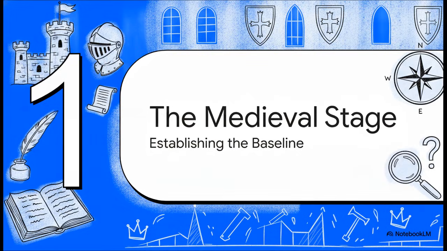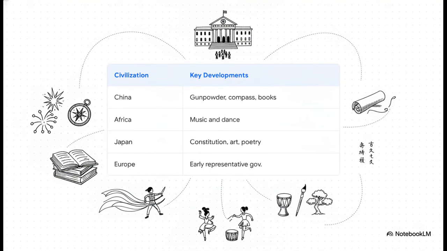Section 1. Setting the medieval stage. Okay, so to really grasp what changed, we need a baseline, right? Long before the modern era even started, the world was absolutely buzzing with incredible achievements. Just look at China. Innovators there were already creating gunpowder, the magnetic compass, and printed books. Over in Africa, south of the Sahara, these rich, vibrant new forms of music and dance were flourishing.